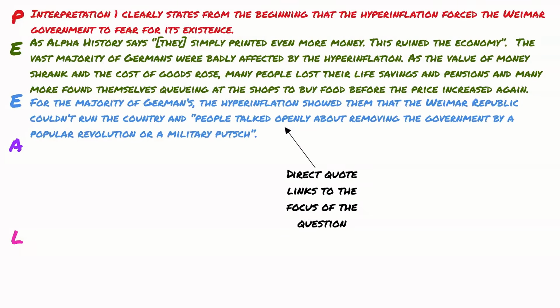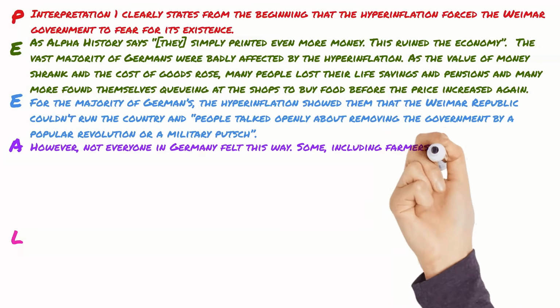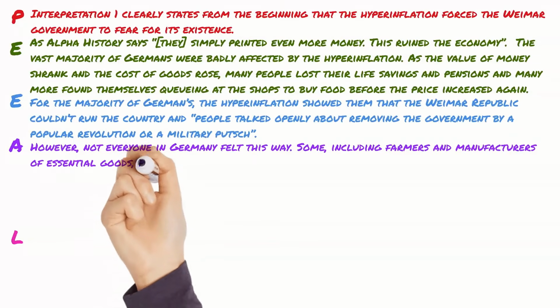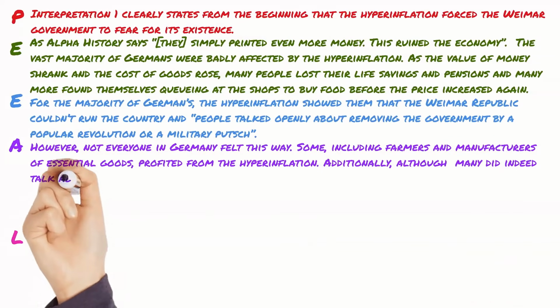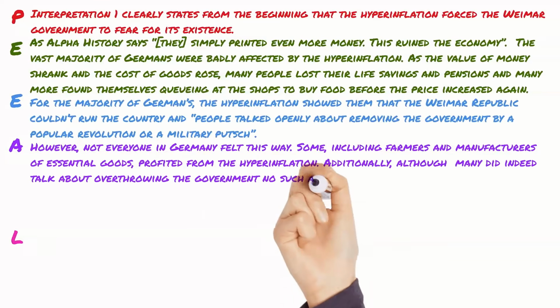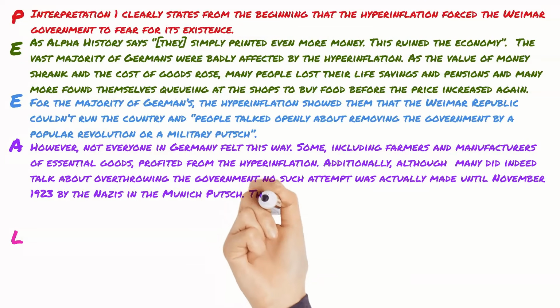Now we're going to move on to our analysis. Here I'm going to make a judgment about how big of a challenge it was by comparing it to my own knowledge. So, however, not everyone in Germany felt this way. Some, including farmers and manufacturers of essential goods, profited from the hyperinflation. Additionally, although many did indeed talk about overthrowing the government, no such attempt was actually made until November 1923 by the Nazis in the Munich Putsch.